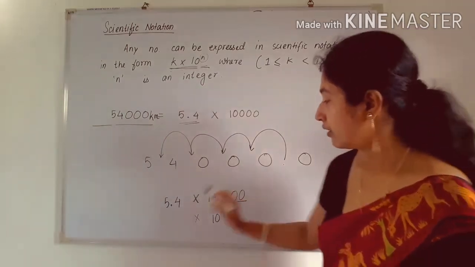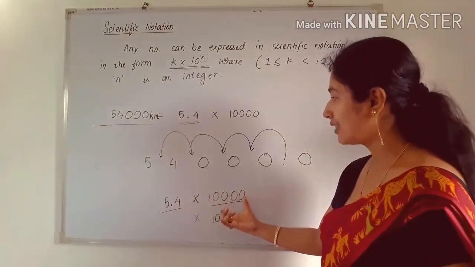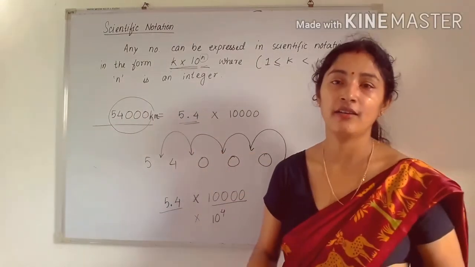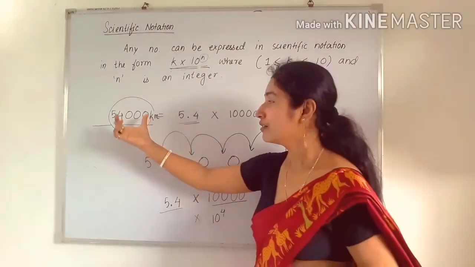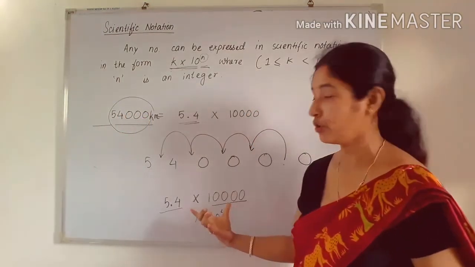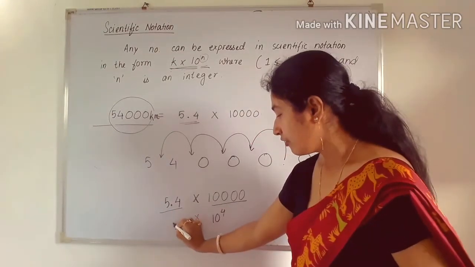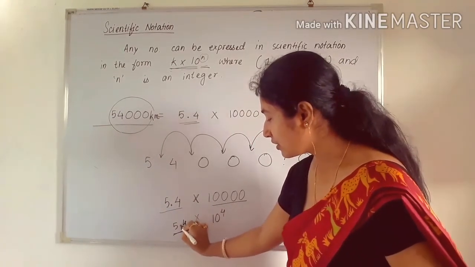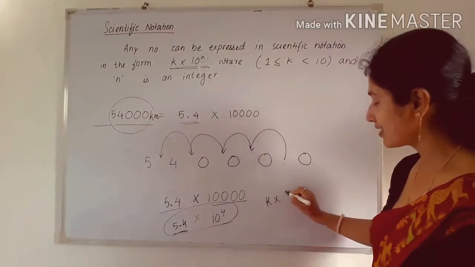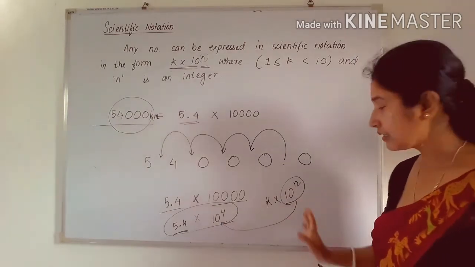So here the number is 5.4. When we multiply 5.4 with 10,000, again we get 54,000. So we are just converting this number into scientific notation. I am placing the decimal here, because then this number is 5.4. You compare this with your scientific notation, that is k into 10 to the power n. See here, this is the same.